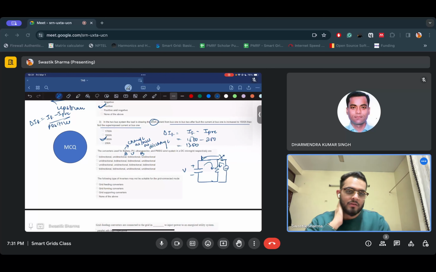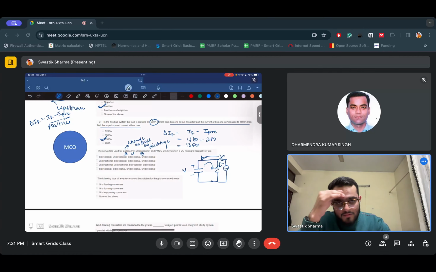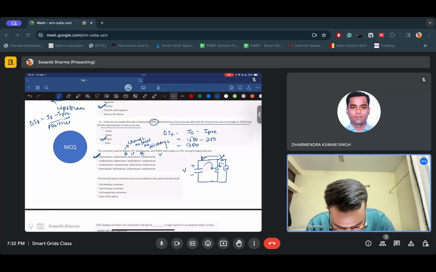What about PMSG? Does it require a bidirectional converter or a unidirectional converter? So it is a unidirectional converter, right? So the converters used will be bidirectional, unidirectional, bidirectional, and unidirectional. So the correct answer is A.